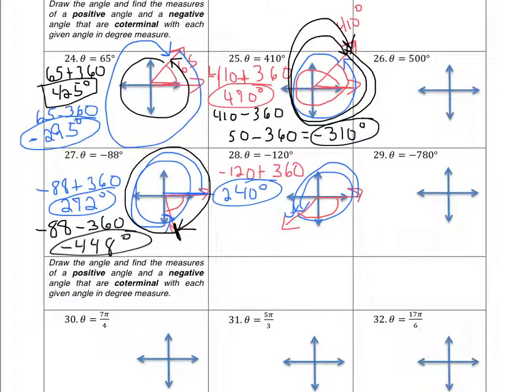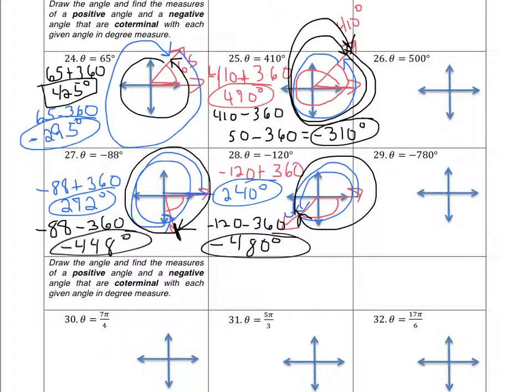Then I wanted to find a negative angle. Well, I have a negative angle, but I also want to get another one. So if I go backwards again, 360, I'll end up with another coterminal angle. So subtract 360, and that way I get negative 480 degrees is my negative. Go ahead and do number 29 for homework, and we're going to have another video to work with pi.